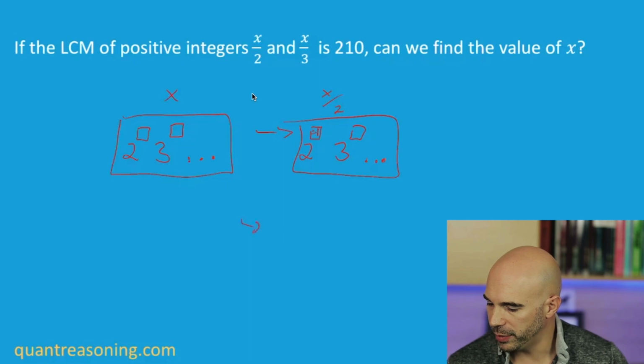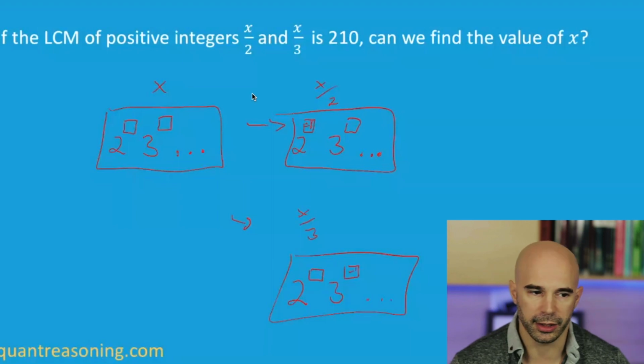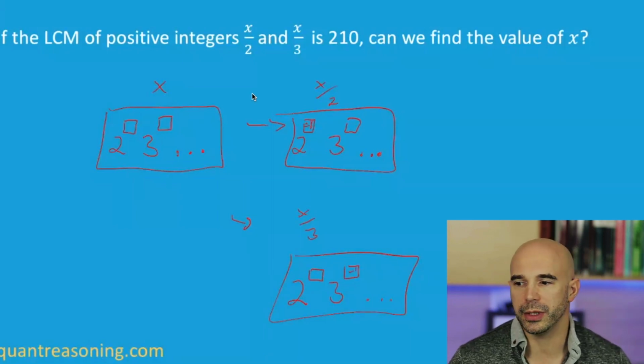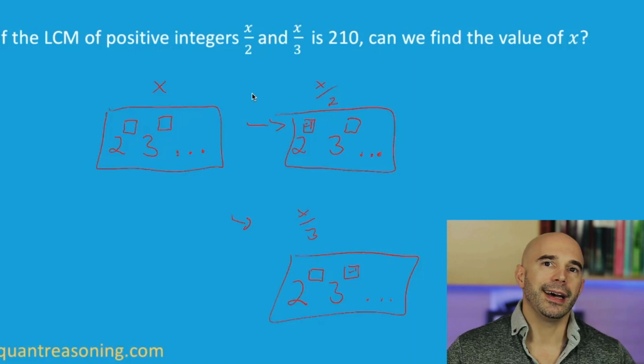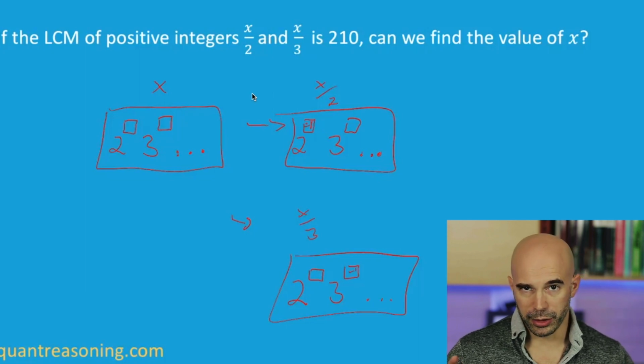And what about x over 3? What would that look like? Same idea, except one fewer 3. So here I'll do the -1 for the 3. So it's the same exact number, except one of them has one fewer 2, and the other has one fewer 3. Otherwise, they're identical.